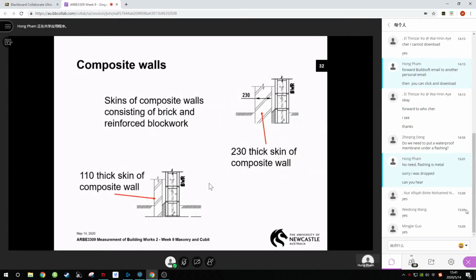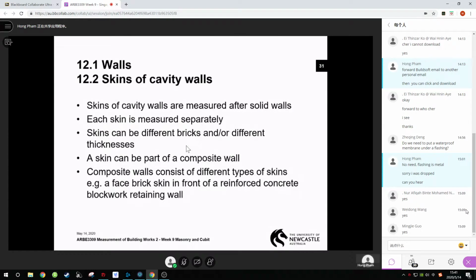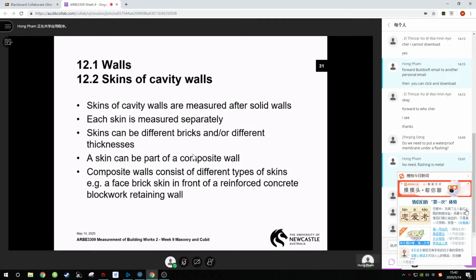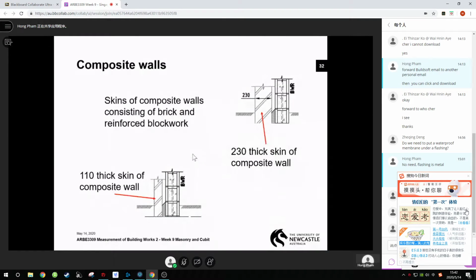A skin of cavity walls can be a cavity brick wall or a hollow. I call it hollow. A skin of hollow walls can be a skin of normal hollow brick wall or a hollow composite wall. If you say a hollow wall, it means it's a hollow brick wall. So after the solid, you talk about the skin. The skin can be the skin of a hollow brick wall or skin of hollow composite walls.